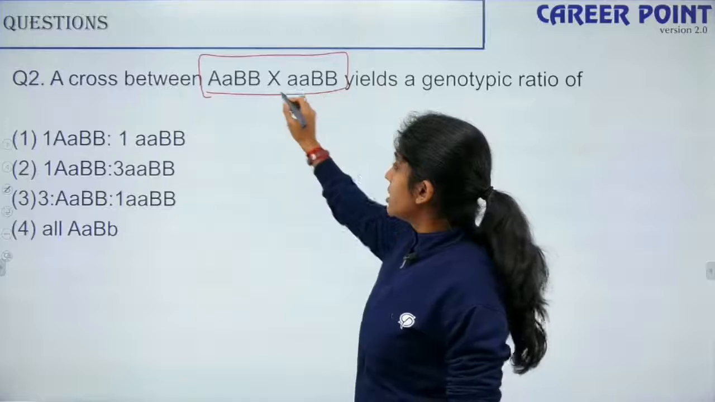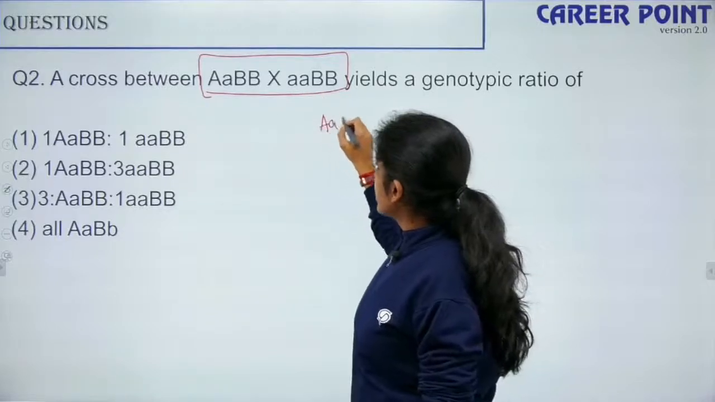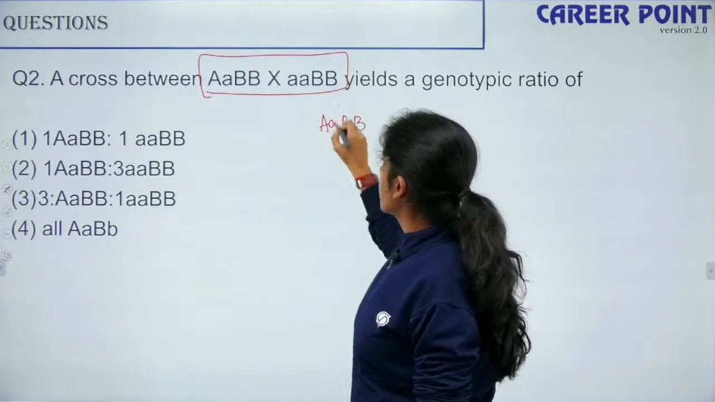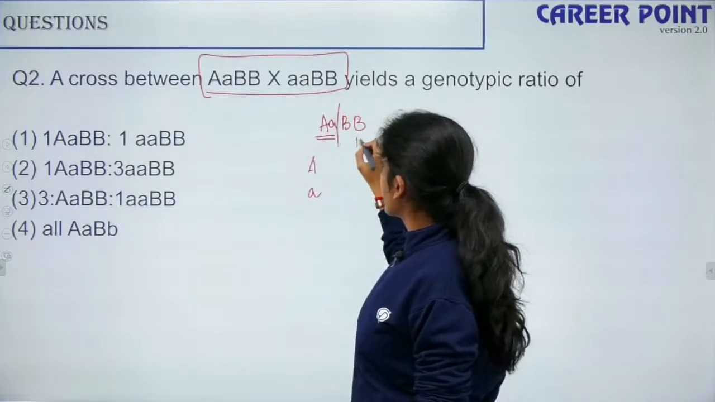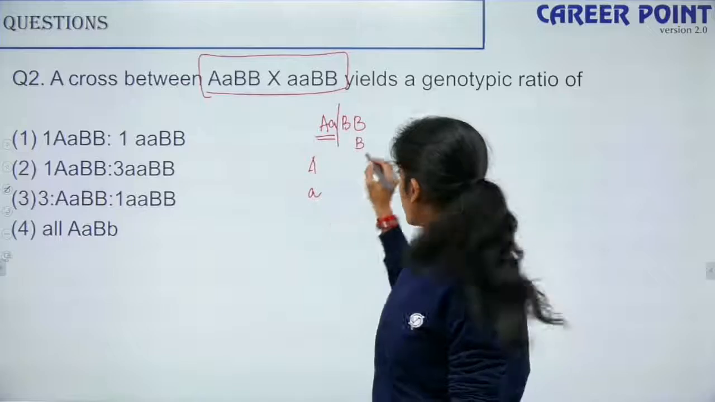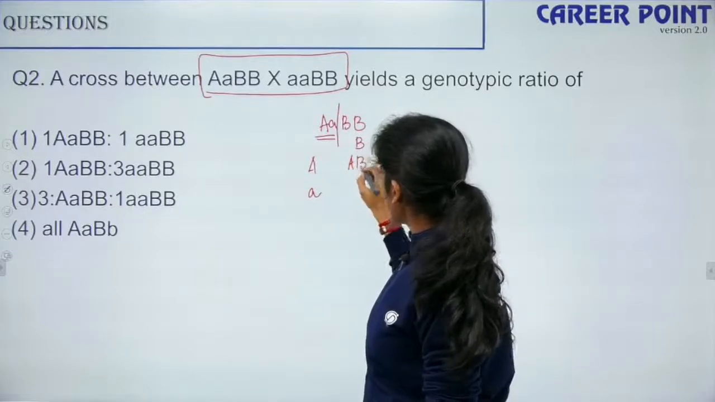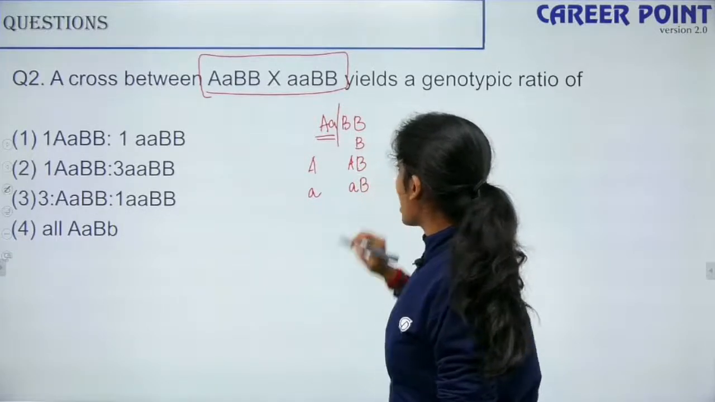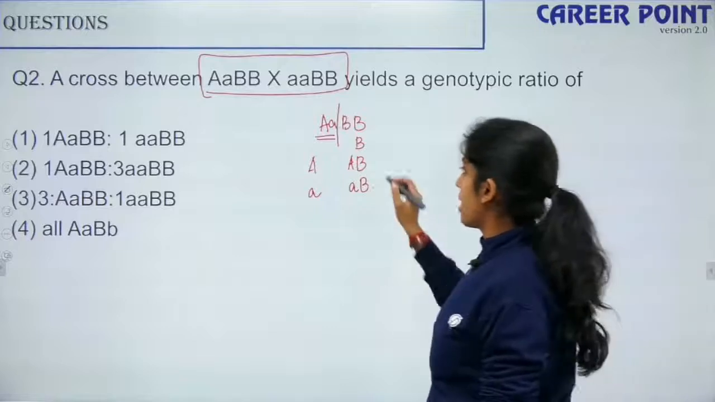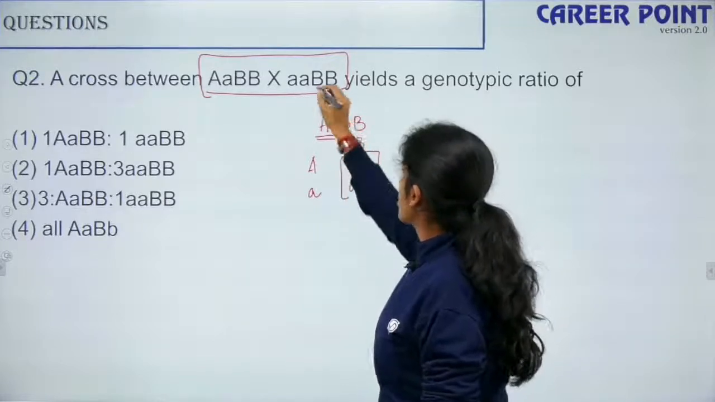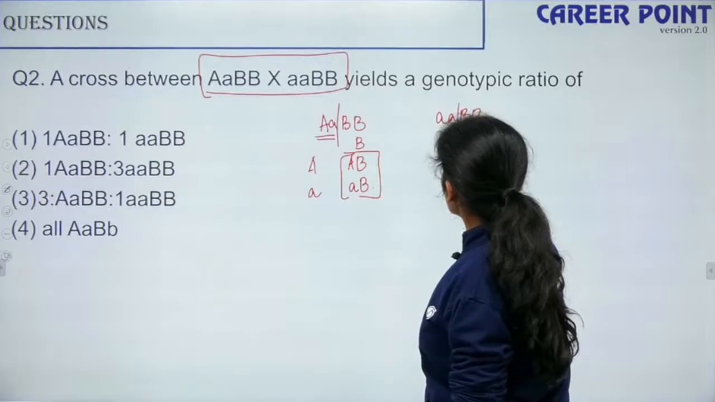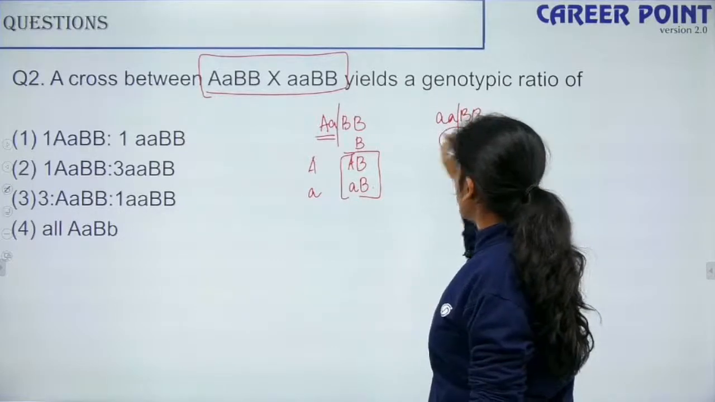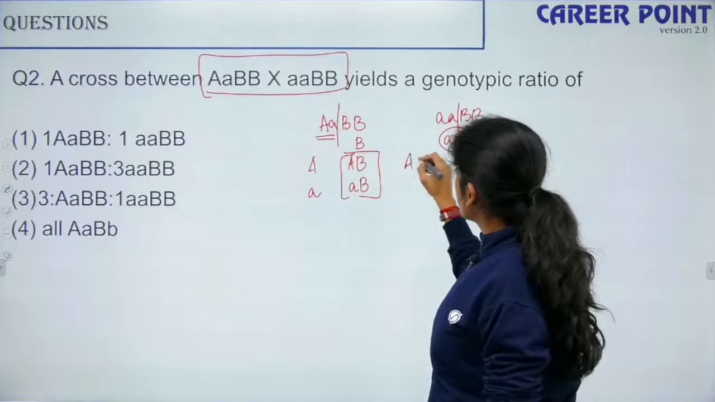So I have this. I am writing the first parent. It is dihybrid. So for this, the gametes can be AB or aB. For this, the gamete can be only aB, right? So here it is AB and aB. I have 2 gametes from the first parent, right? So these are my gametes. From the second parent, both are homozygous, so I have only 1 gamete. So now I multiply this with this.